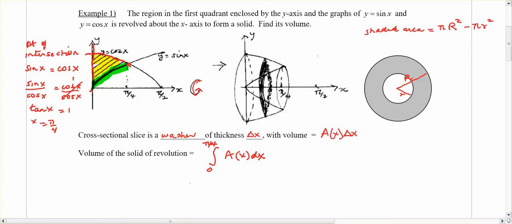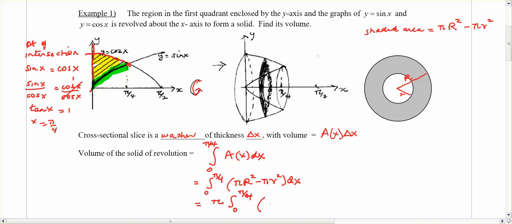Okay, and now we're all set to find our answer. It's the integral from 0 to pi over 4. We said that the area of a cross-section washer is pi big R squared minus pi little r squared, and the thickness is delta x, so it's going to be the integral of this with respect to x. Factor out my pi and put it outside, and I'm going to get big R squared, and I need to work out what big R squared is.